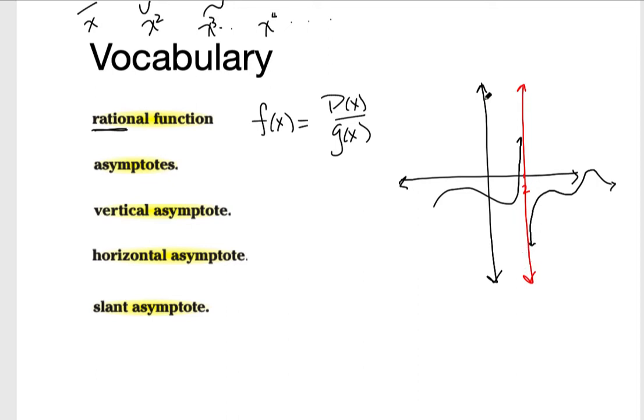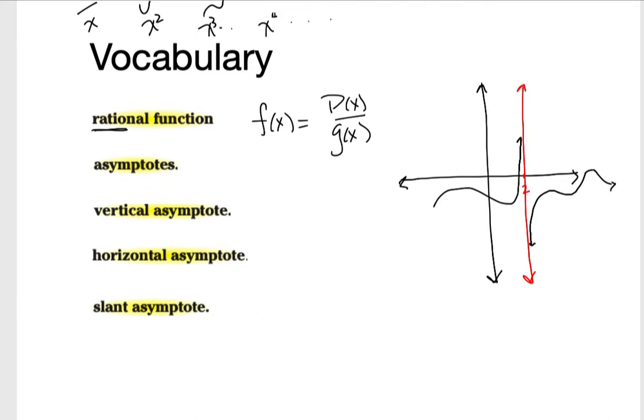This is different than just having a graph with a hole in it. You can have a graph with a hole in it at 2, but that is not an asymptote. An asymptote is literally a place. If I get into my science fiction thinking, it's almost like a force field, where you're getting closer and closer to it, but you can never actually pass through it. So that's a vertical asymptote.